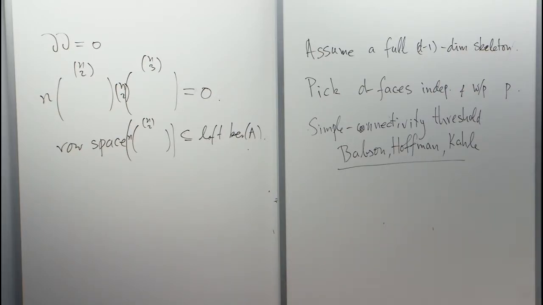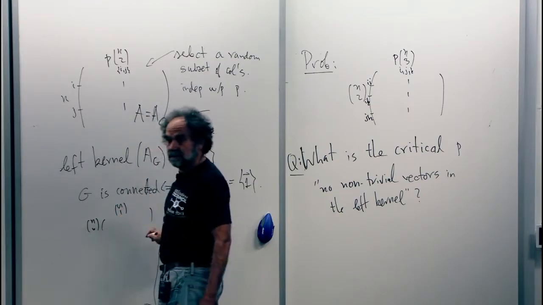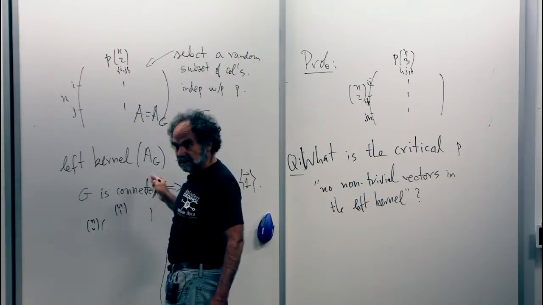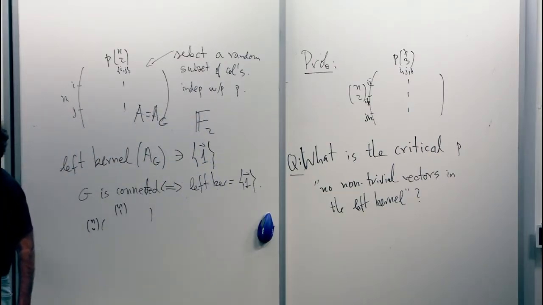Okay? Just think about it. What was this one? This is the n choose 0 by n choose 1 matrix. So it's just the all ones vector. So this is really a special case, this is the same thing again. So this is what we're asking.